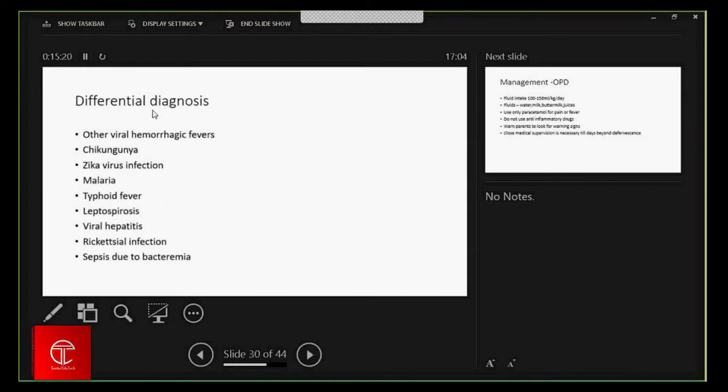So differential diagnosis, as I said, lots of viral hemorrhagic fevers present with similar symptoms: chikungunya, Zika virus infection, which is the recent virus that's been coming around of late, a lot of talk, malaria, typhoid fever, leptospirosis, viral hepatitis, rickettsial infection, sepsis due to bacteremia. They can have DIC, and again they can present similar to dengue.